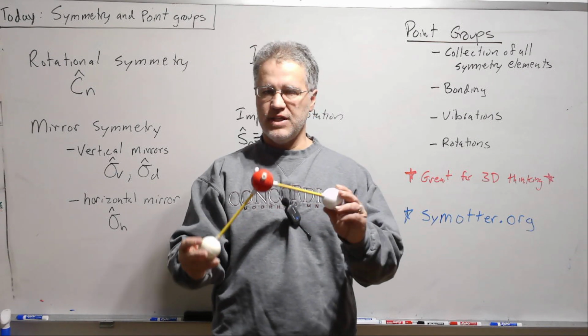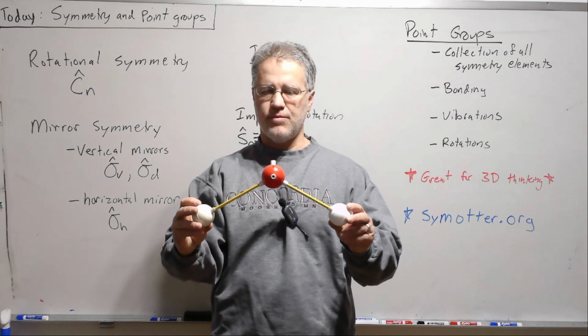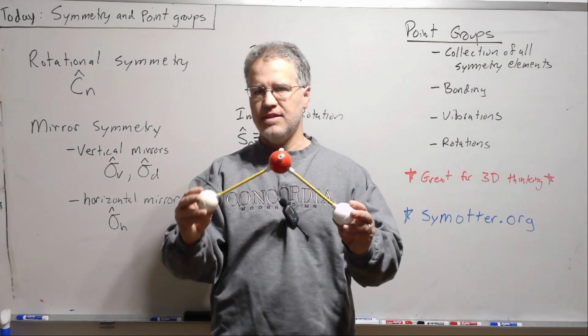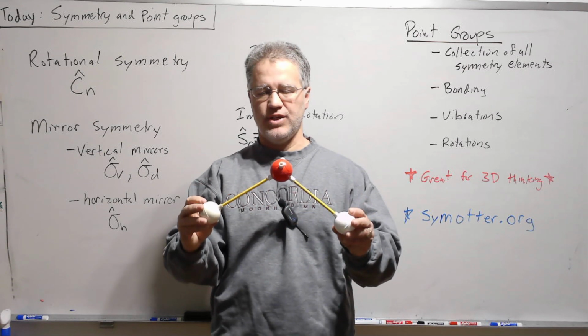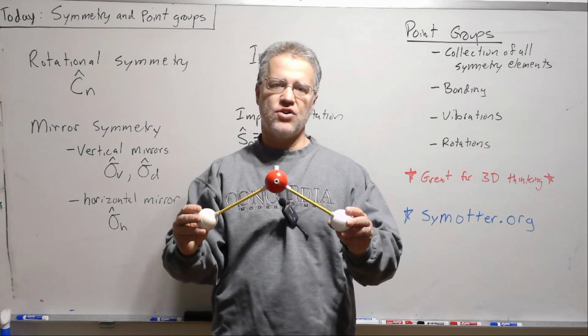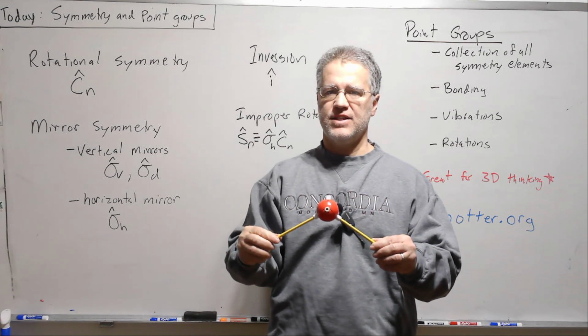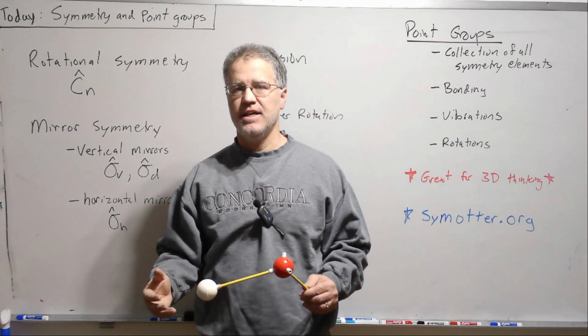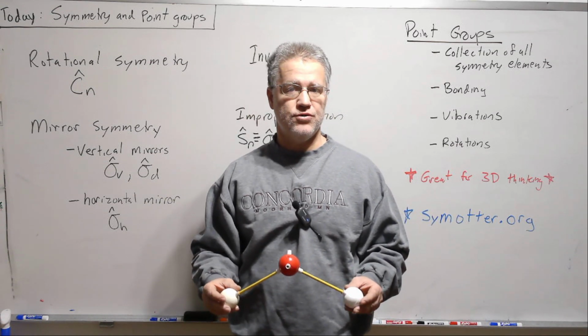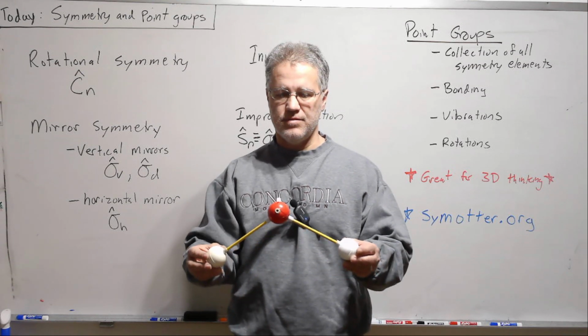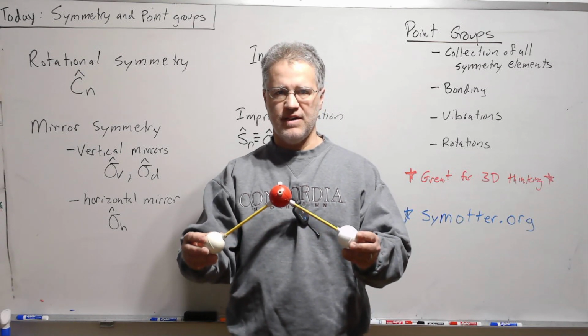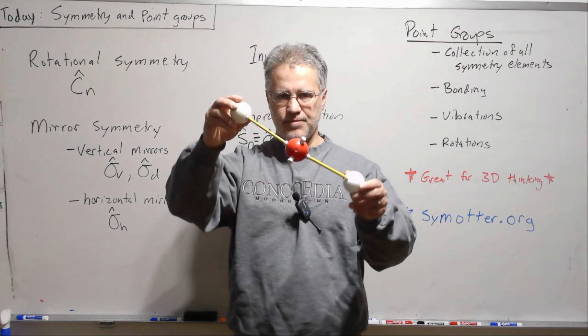So one of the things you do when you look at a molecule is you want to identify the axis that has highest rotational symmetry. And that will be called the principal axes. Now sometimes there's a tie, and then it doesn't matter which one you choose as long as it's the highest value of N.